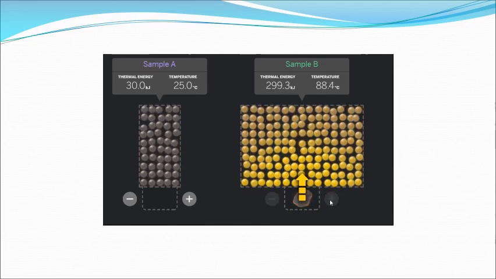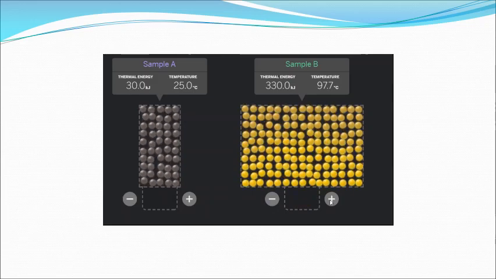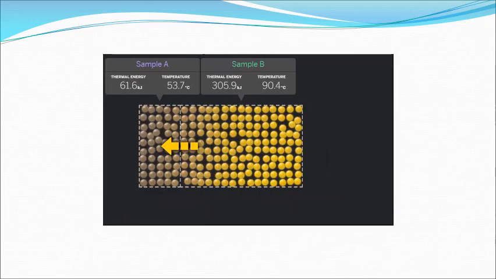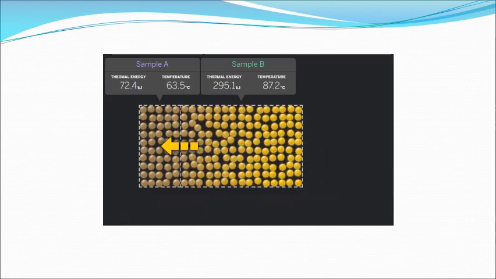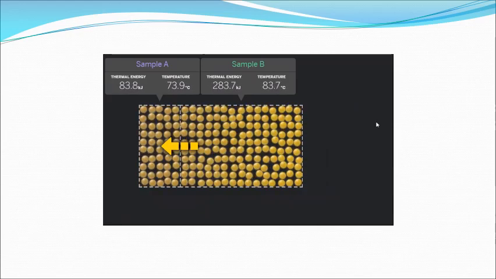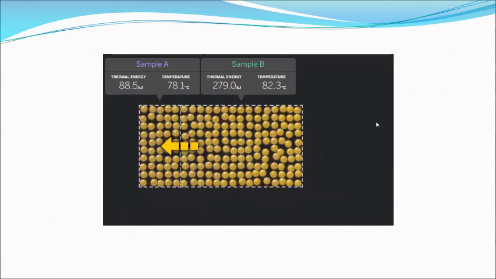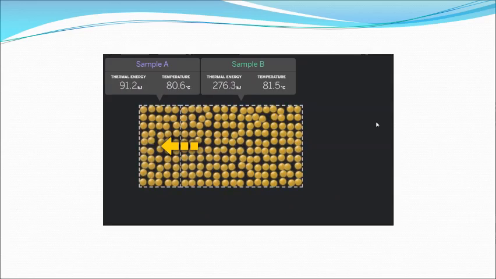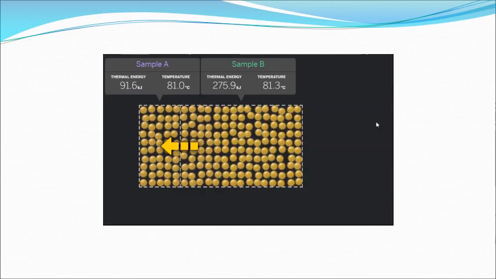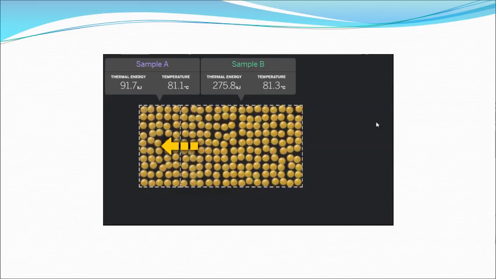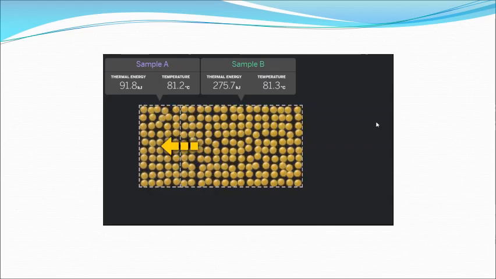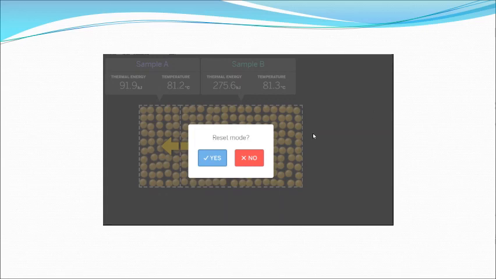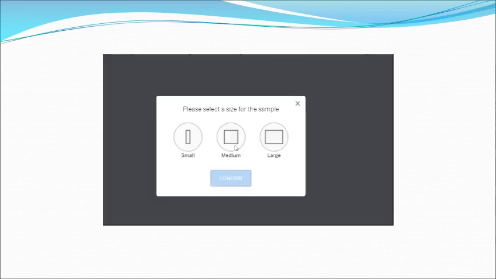Okay. So when I have this up to 100, I'm going to go ahead and put them together, and our energy is transferring from the warmer to the cooler, and I sped it up, so hopefully we're going to get ourselves to equilibrium pretty quickly. And it looks like our equilibrium temperature is going to be about 81.2.